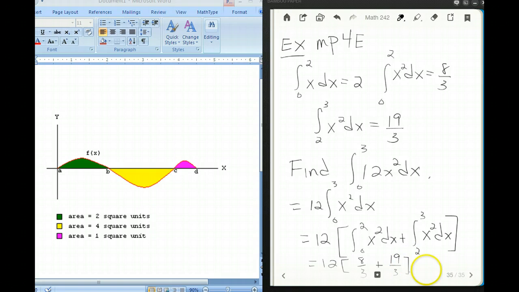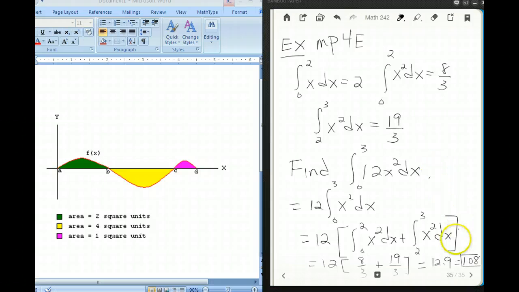Great. So now I can just add these two things. 8 and 19 is 27/3, which is 9, times 12. So 12 times 9, which is, let me guess, 108. I'll let you determine if that's the correct number or not.